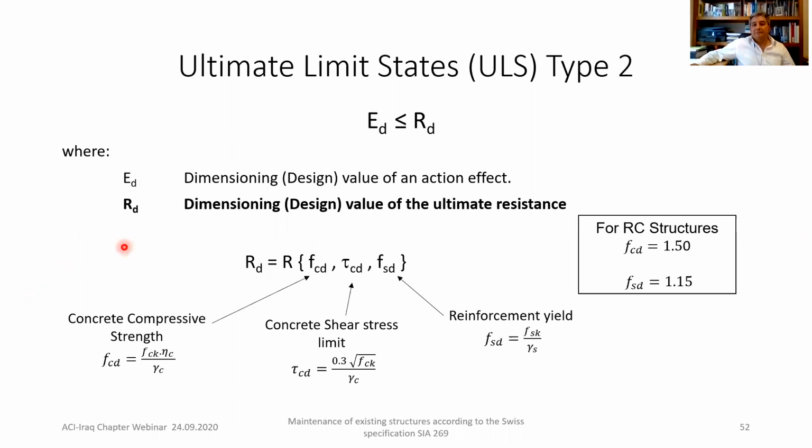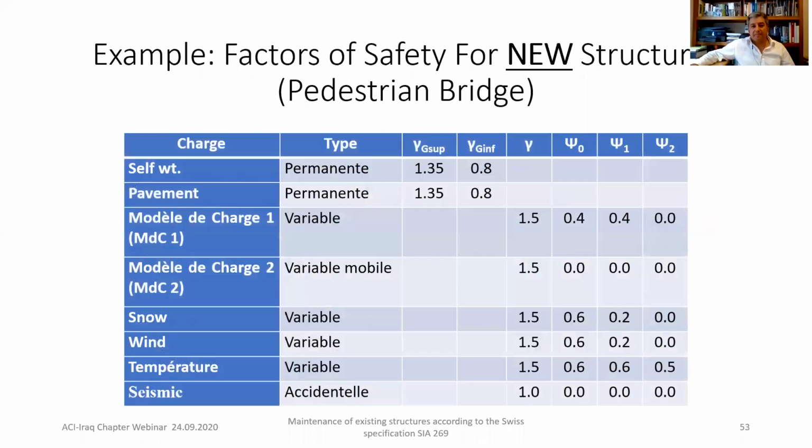Now for the ultimate limit state, if you are talking about the resistance of the members, you know that the effects must be less than the resistance. For the design value of resistance, you have this combination. This came from the code. We have the design factor of safety for concrete, which must be 1.5, and the design factor of safety for steel, 1.15.